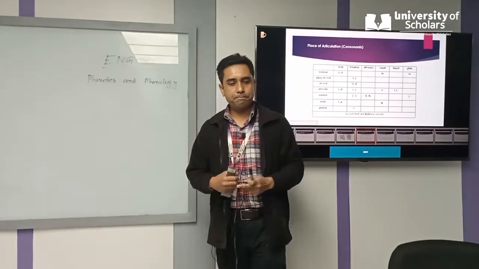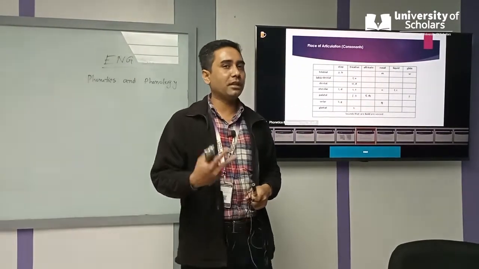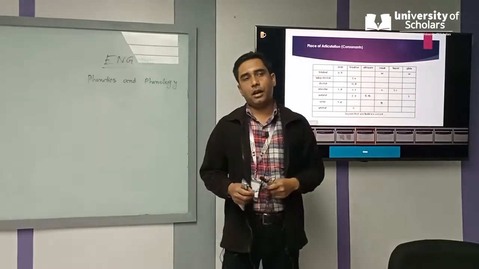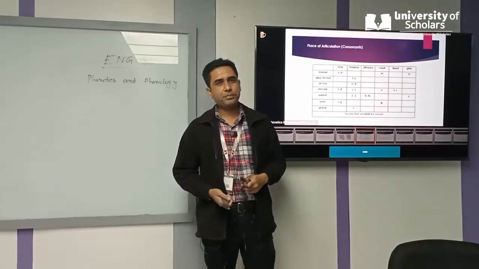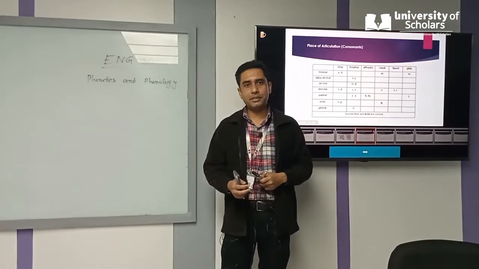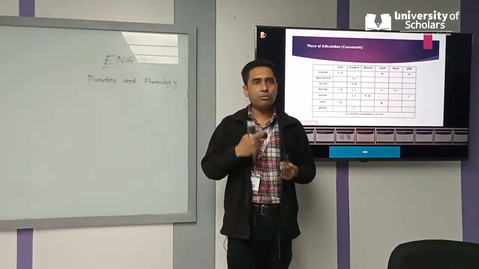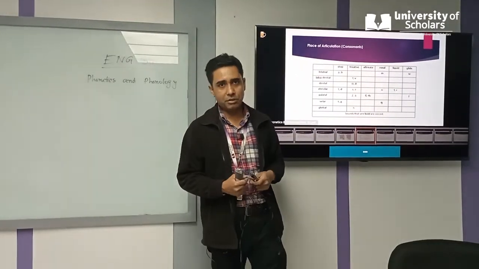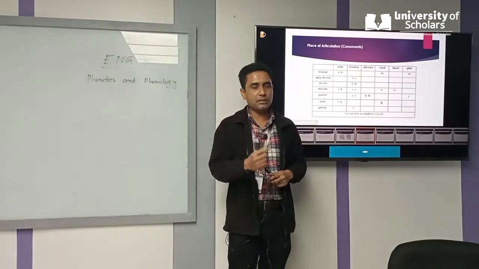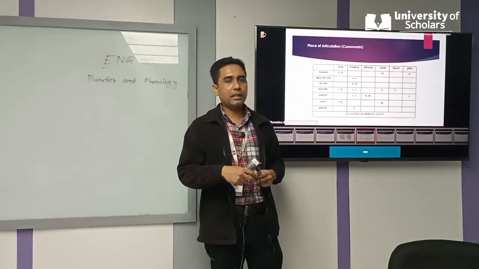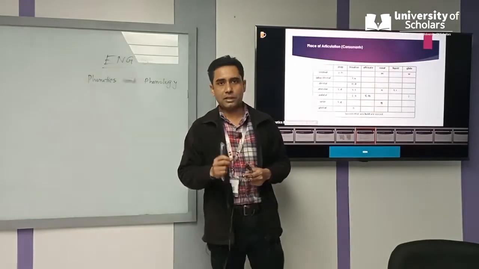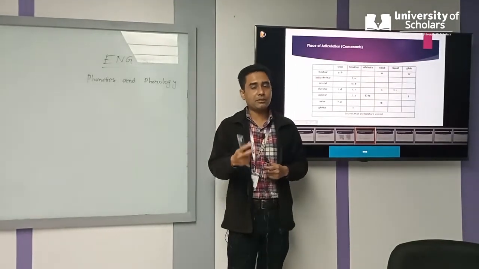I want to tell you that there are two very important things related to place of articulation and manner of articulation. Just to remind you, place of articulation is related to where, which organs are involved in producing specific sounds. If we identify the organ or organs, and accordingly give a name to the sounds coming from those particular organs, this is called place of articulation.